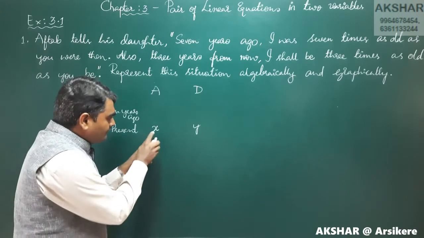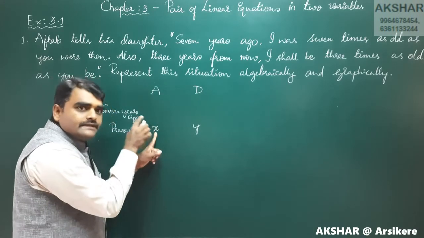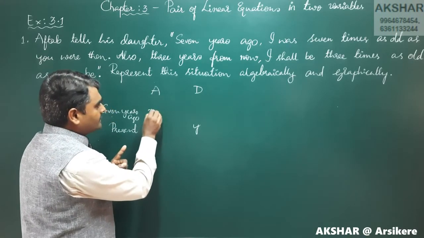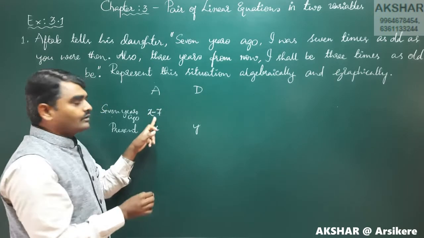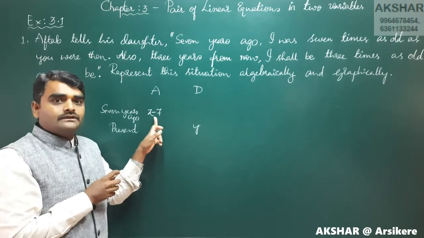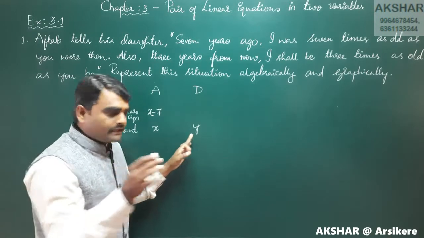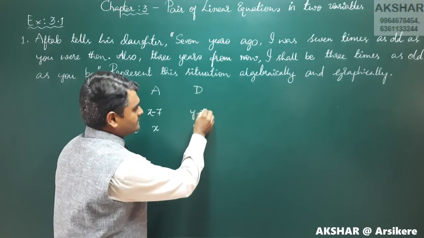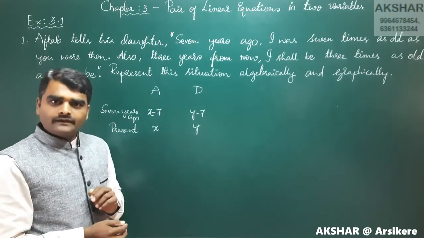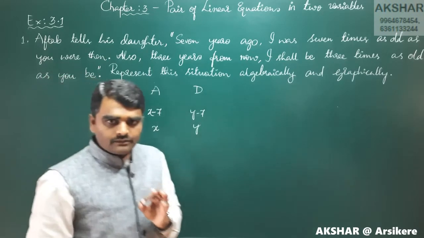In the same way, the present age of Aftab is x. You just subtract 7: x minus 7. You get the age 7 years ago. In the same way, for the daughter it is y minus 7. Any doubt in this?